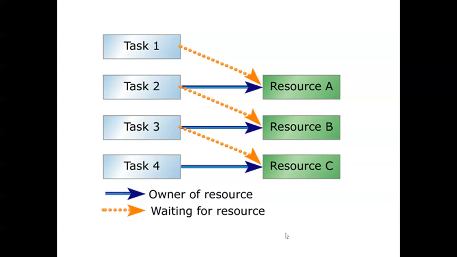See, there are tasks 1, 2, 3, 4. The owner of the resources is blue and waiting for the resources is orange. So resources A, B, and C. Actually task 1 is waiting for resources, but based on the priority, task 2 went to resource A, task 3 went to resource B, and task 4 went to resource C. But task 1, that's the priority inversion, it's waiting.